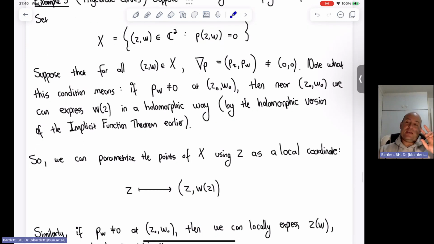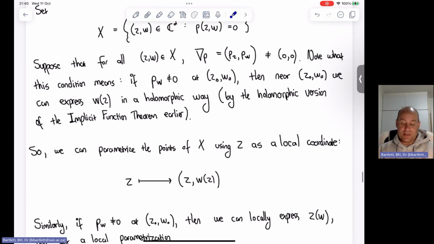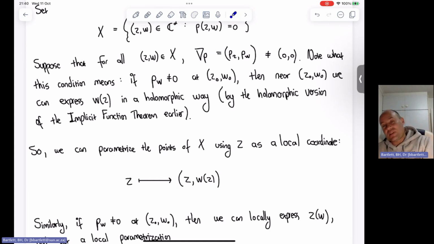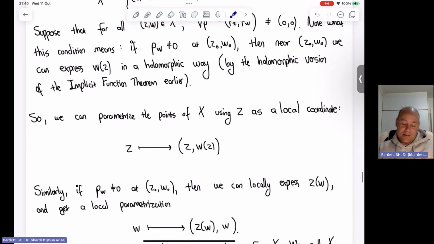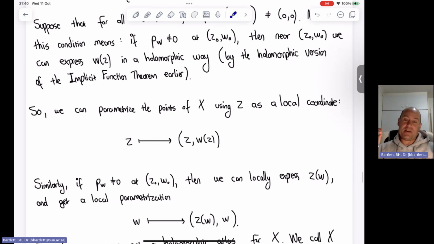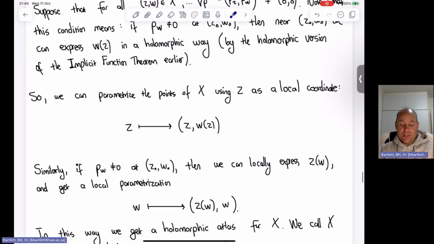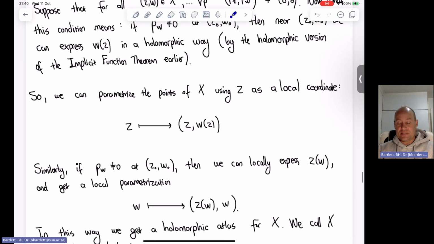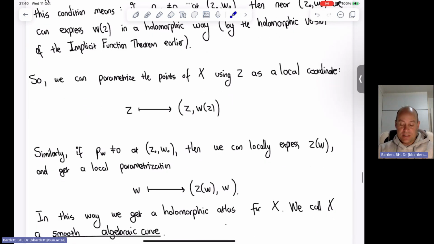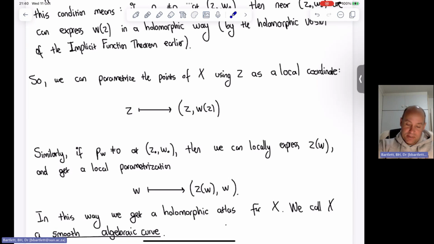Okay, and similarly, if the derivative of p in the z direction is not zero, then you can express z as a function of w. Okay, so then I'd have this parameterization of x available to me. And most times you have both parameterizations available to you, right? But at certain points, you might only have one. So in this way, we get a holomorphic atlas for x, and that's actually an exercise, right? We call x a smooth algebraic curve. So let me write this down as an exercise.